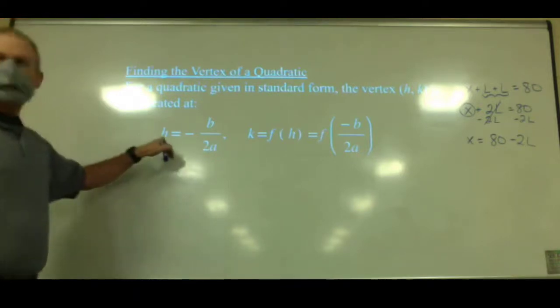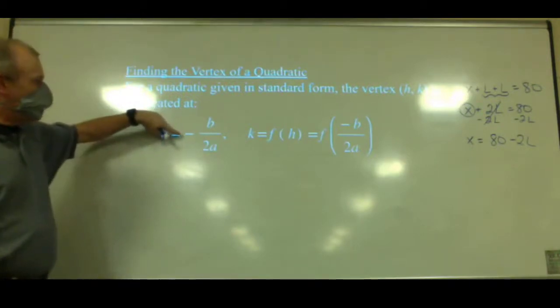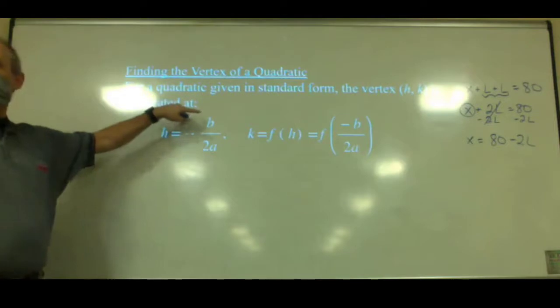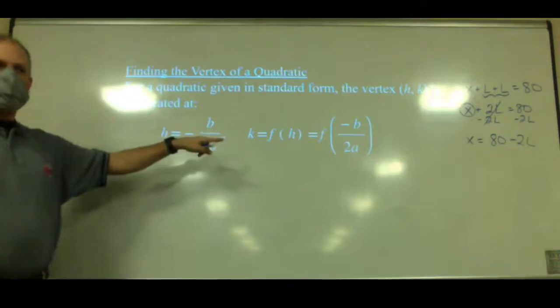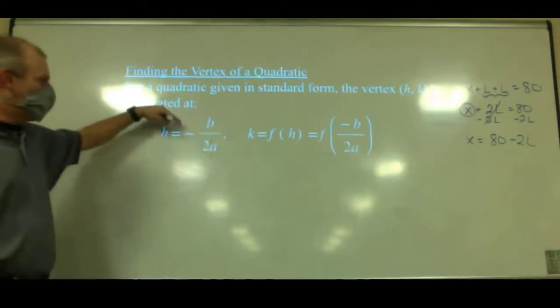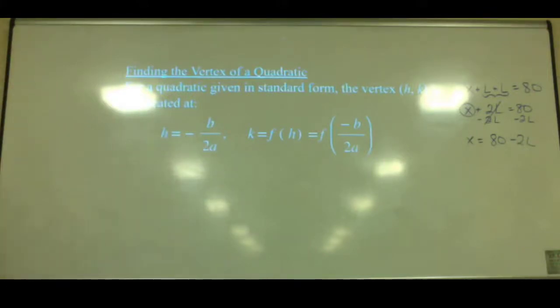The way we find that h value, the left and right, if it's in standard form, is we always take the opposite of, or a negative, and then the b value, like we talked about last week when we were factoring, the b is that middle value, divided by 2 times the a value. So it's a negative b divided by 2a. That's how we find the h value. And then once we know the h value, we just plug it in to the function to get the k value. That's what the second part is saying. It's f of h. It's really not necessary to memorize that as long as you realize once you know the first one, you just plug it in to find the second.